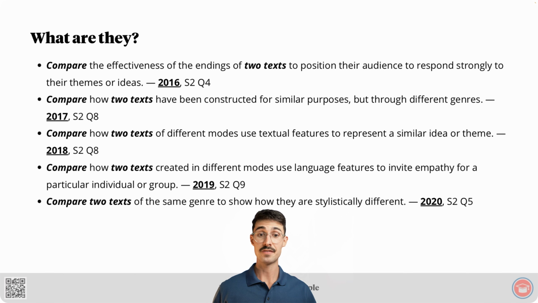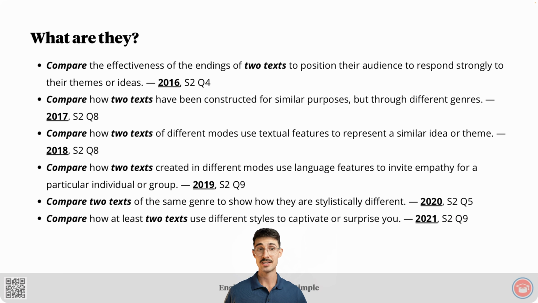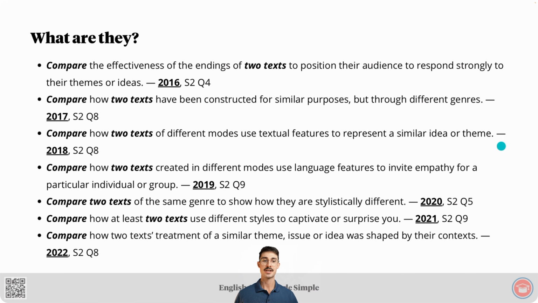Compare 2 texts of the same genre to show how they are stylistically different. 2021, compare how at least 2 texts use different styles to captivate or surprise you. And 2022, compare how 2 texts' treatment of a similar theme, issue, or idea was shaped by their context. So, these are comparison questions. What is my advice in relation to them? It's a trap! Why is it a trap?